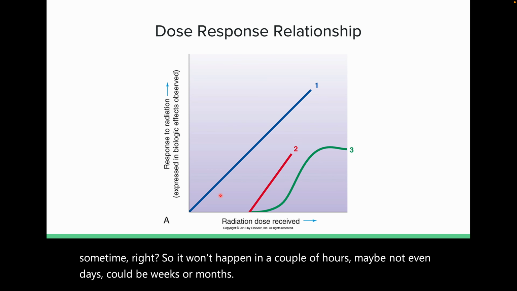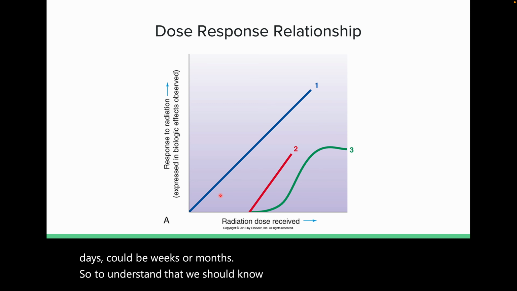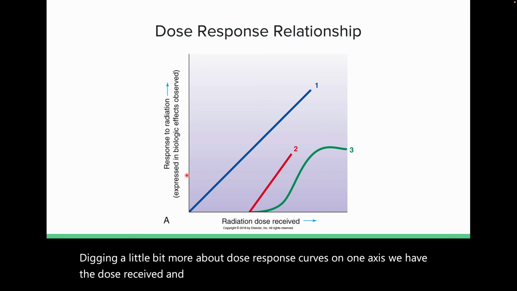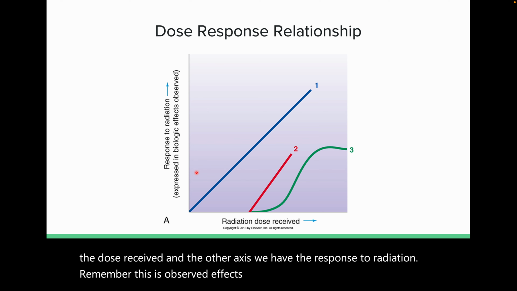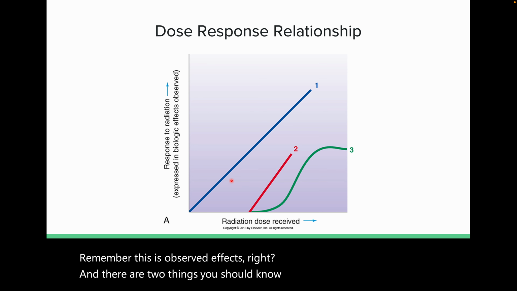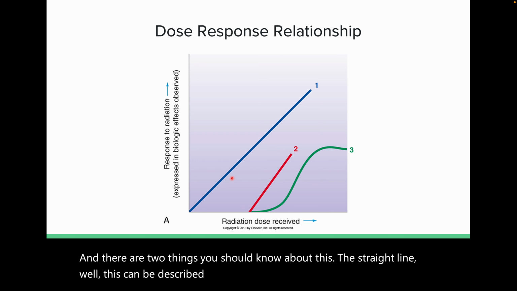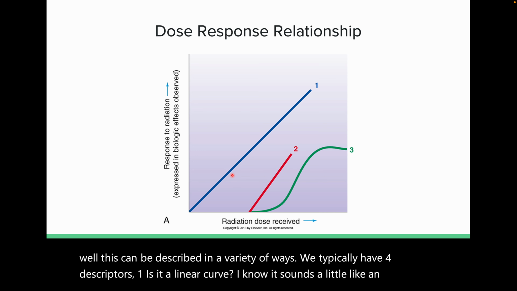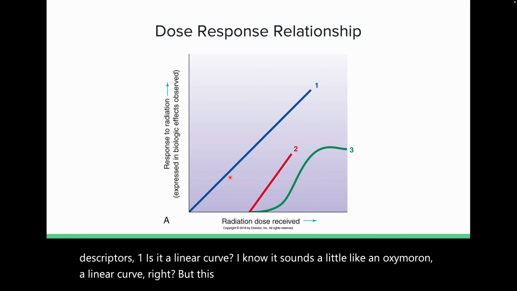So to understand that, we should dig a little bit more into dose response curves. On one axis we have the dose received, and on the other axis we have the response to radiation. Now remember, this is observed effects, right? There are two things you should know about this. These curves can be described in a variety of ways. We typically have four descriptors. One is, is it a linear curve? I know it sounds a little like an oxymoron, a linear curve, right? But this is how the scientists have described this.